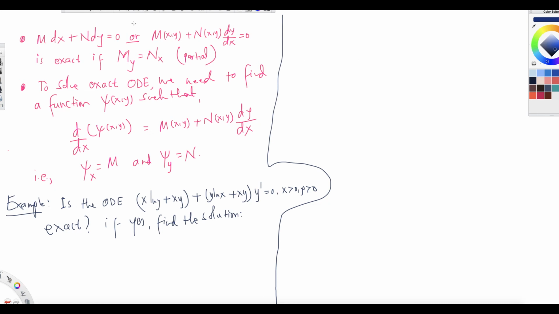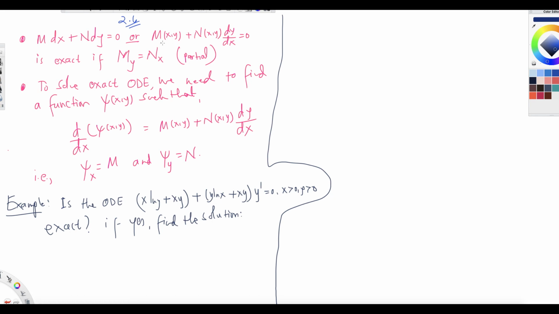So we are in section 2.6, right? 2.6. So in the last video I gave you the brief introduction to the exact equation. So what was that? We say that a differential equation of this form, M times dx plus N times dy, where M and N are a function of x and y both.